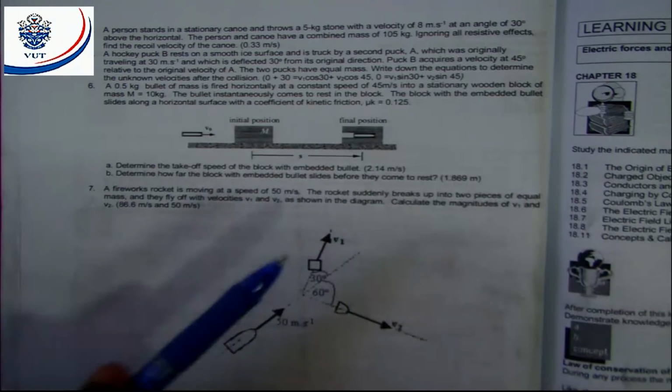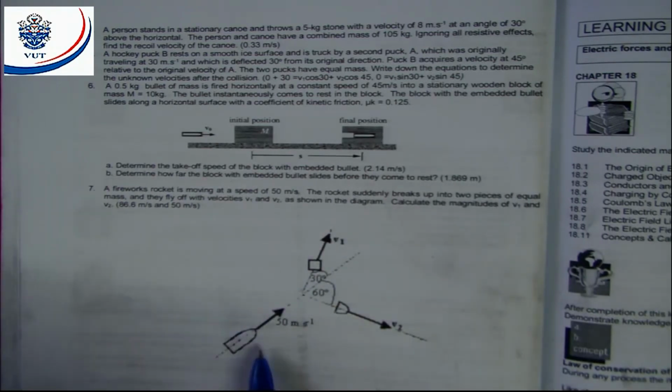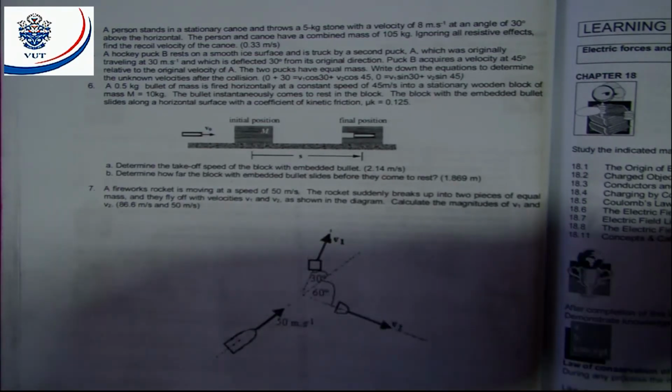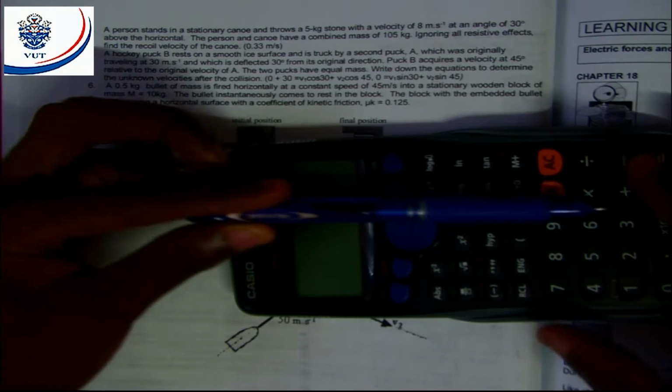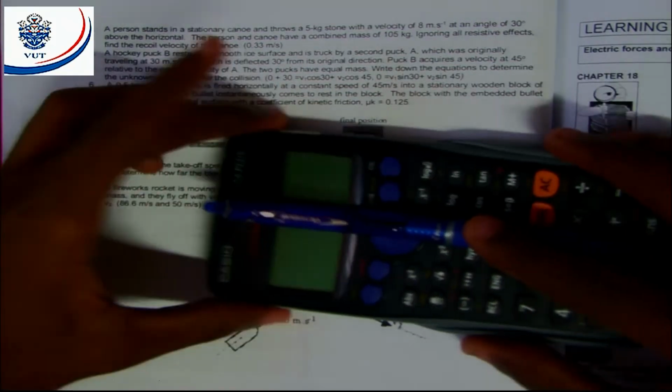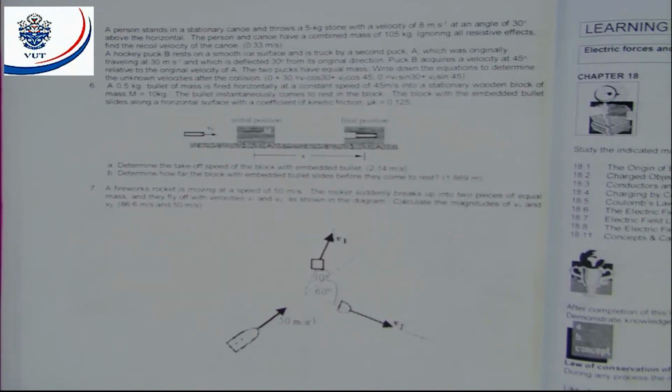So you can imagine that what you have is something like this. There is the block, there is the bullet. The bullet comes, it hits the block. As soon as it hits the block, they are both stationary and they move together. Okay, so let me demonstrate that on the screen.